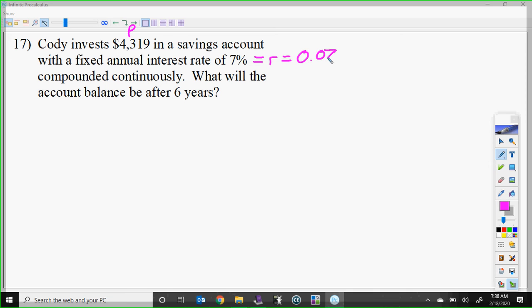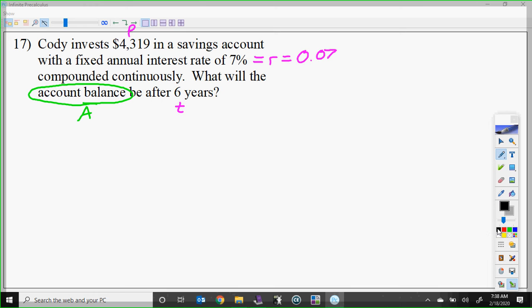It says compounded continuously. What will be the account balance after 6 years? Well, 6 years, there's my T value. So I'm given P, R, and T. The only thing I don't know, what they're asking me about, is the account balance, and that is my A. So they're asking me, what is A? So I'll set up my equation.